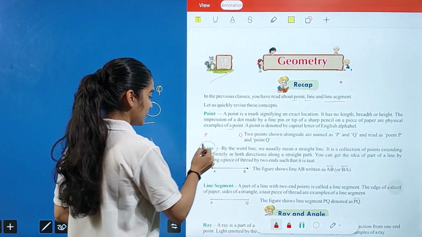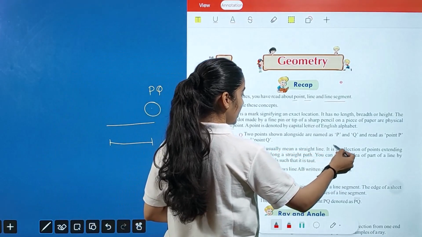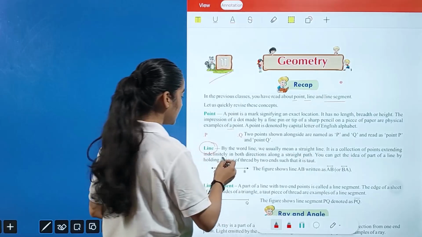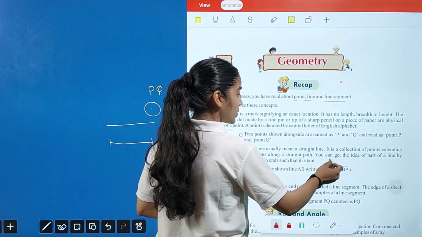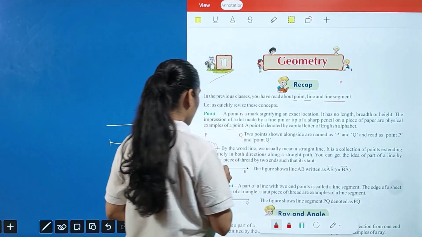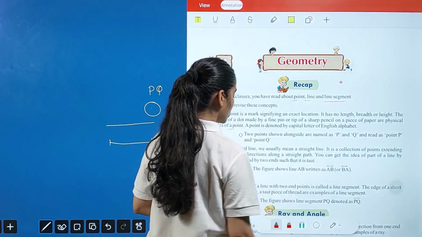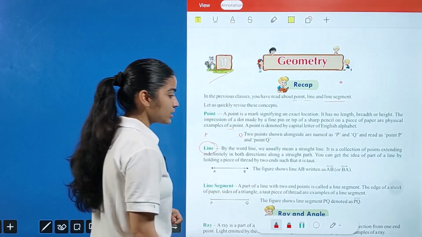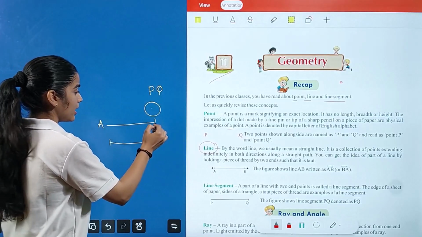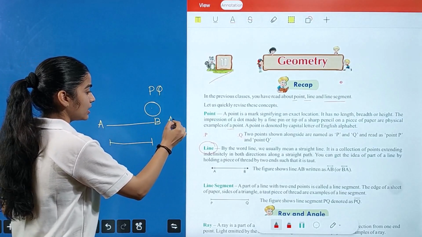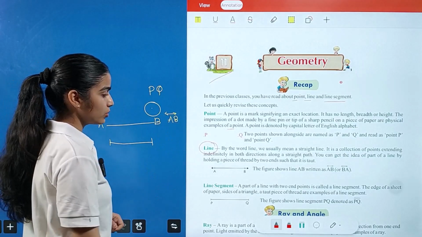Now we have line. By the word line we usually mean a straight line. It is a collection of points extending indefinitely in both directions along a straight path. You can get the idea of part of a line by holding a piece of thread by two ends. The figure shows line AB. So this is your line AB. You represent it by writing AB and showing a line with arrows on both sides.